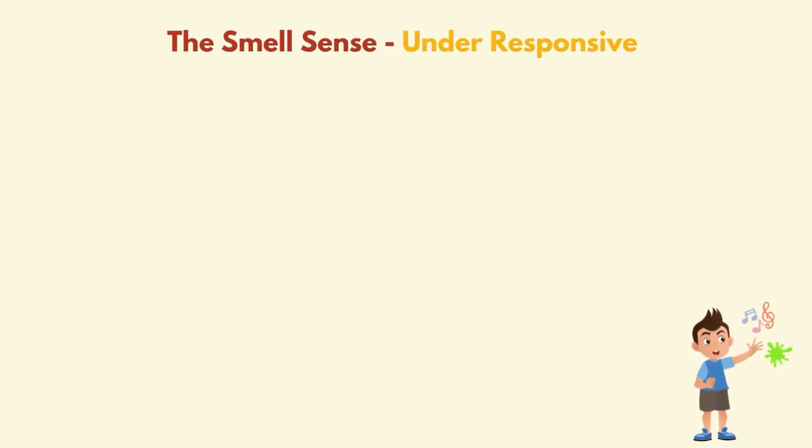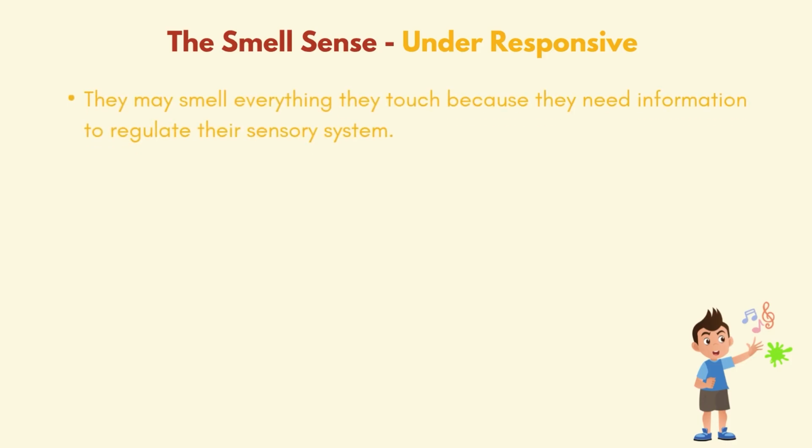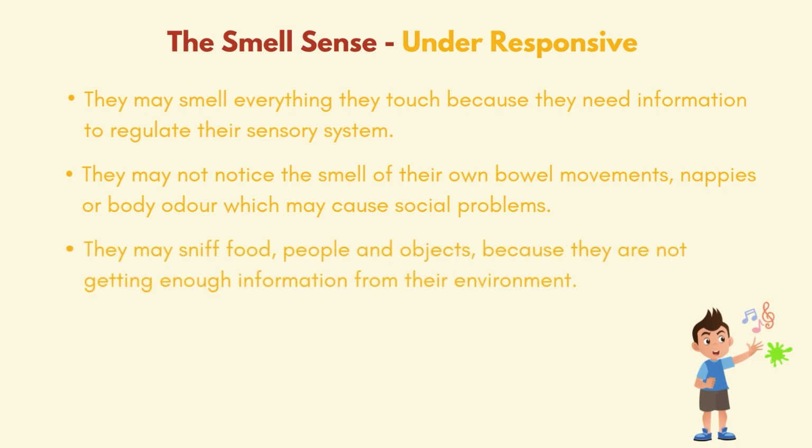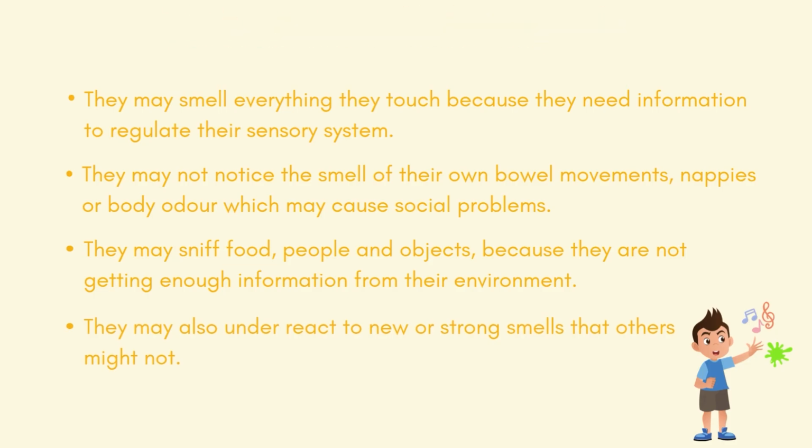Under-responsive. An under-responsive child may smell everything they touch because they need information to regulate their sensory system. They may not notice the smell of their own bowel movements, nappies or body odour, which may cause social problems. They may sniff food, people and objects, often because they enjoy the smell or need to help regulate because they're not getting enough information from their environment. They may also underreact to new or strong smells that others might not.